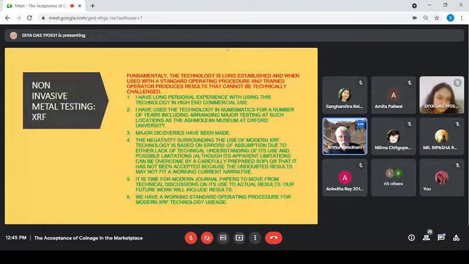Non-invasive metal testing. I'll leave that slide there and just say, look, if you use XRF correctly, and in our upcoming book, it discusses this and gives a standard operating procedure. Wonderful discoveries are still able to be made by new researchers.